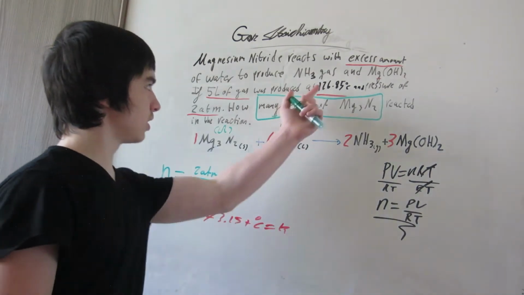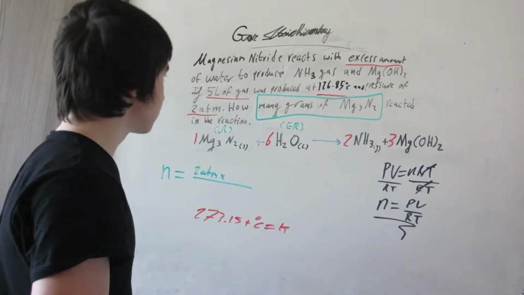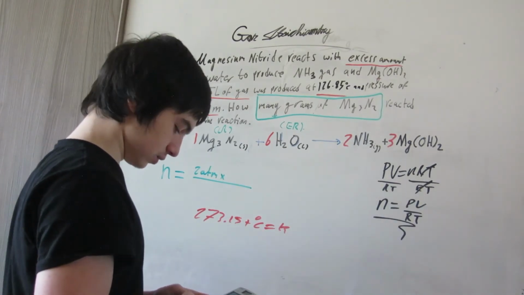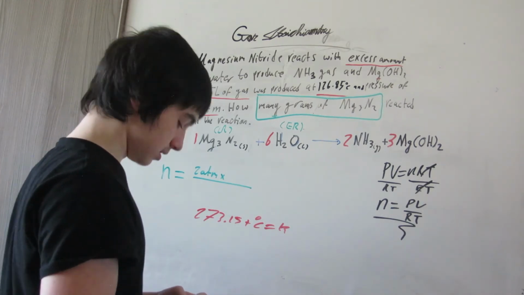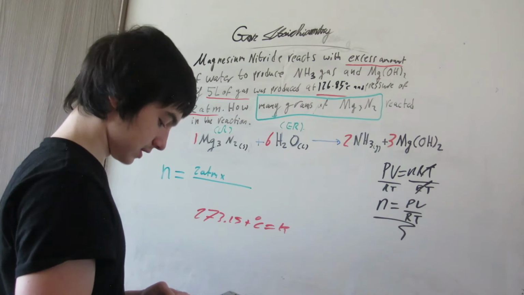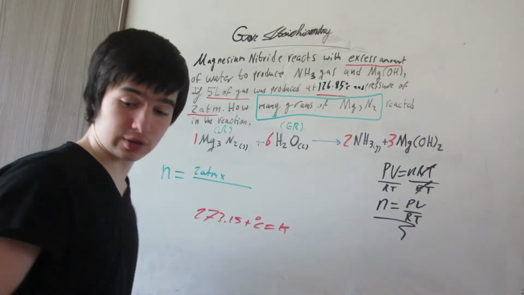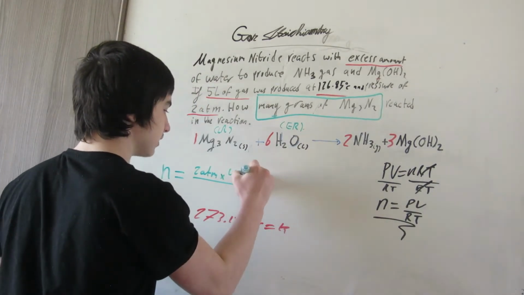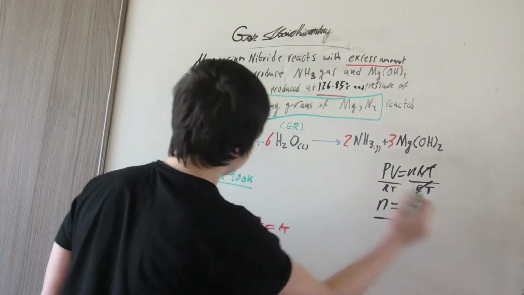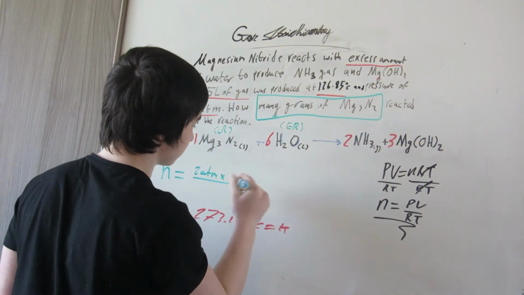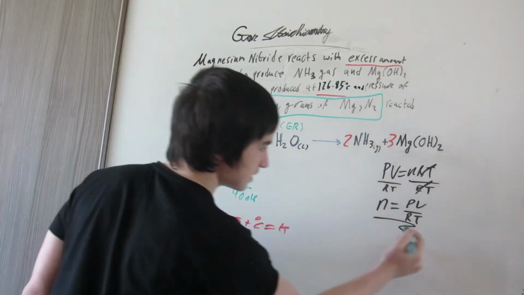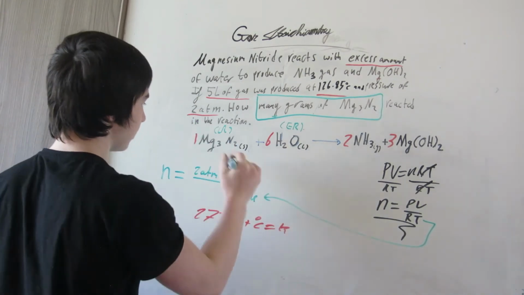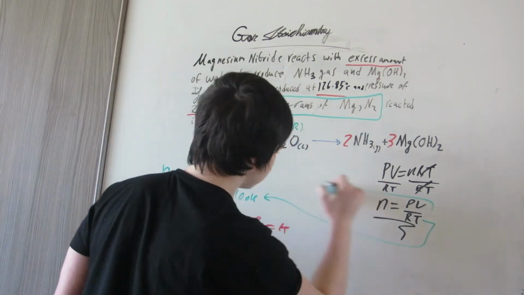So let's do that. 126.85 plus 273.15 gives us the answer of 400 Kelvin. Not surprised. So we put the unit 400 Kelvin down, because as you can see, temperature is in the denominator. Then we plug in the data of 5 liters for the volume, right over here.